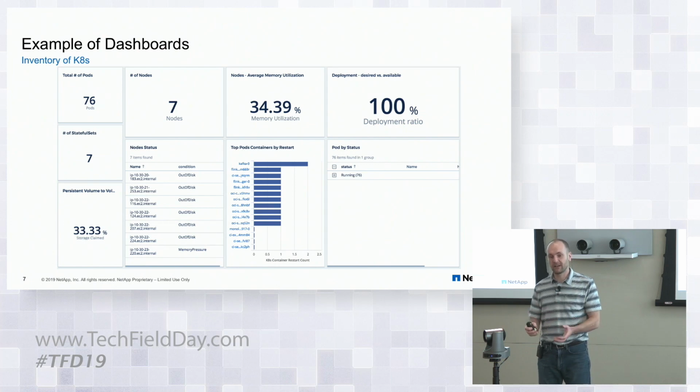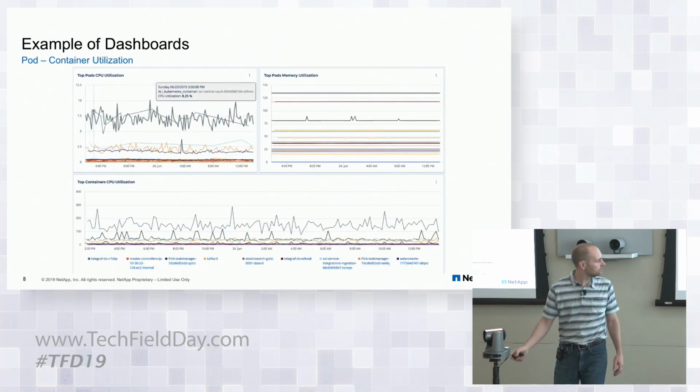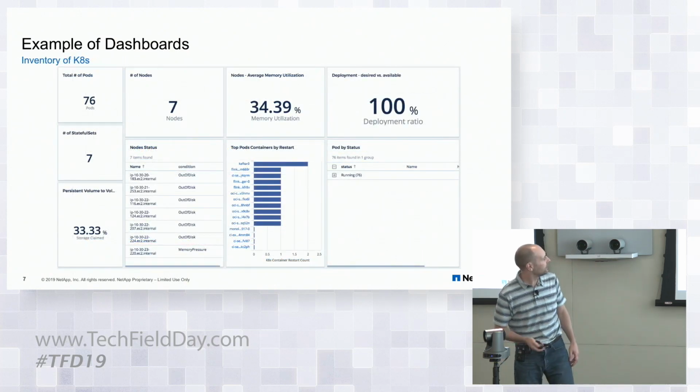to monitor ourselves as Cloud Insights. So we're a SaaS product. We're running on Kubernetes. What I've got here is some screenshots of it. It's actually my QA environment. It's got 76 pods across 7 nodes, I remember.